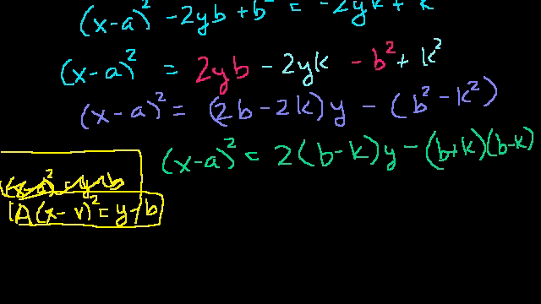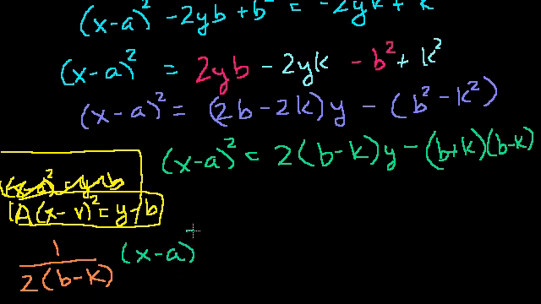So then you get, let me do it down here so I have some space, 1 over 2(b minus k) times (x minus a) squared is equal to, well, I'm dividing this by 2(b minus k), so that goes away. So it's y minus, if I divide this by 2(b minus k), the b minus k's cancel out, and I'm just left with (b plus k) over 2. And I think I have gotten it in the form that I wanted, right?